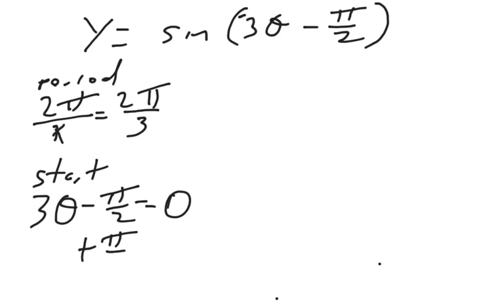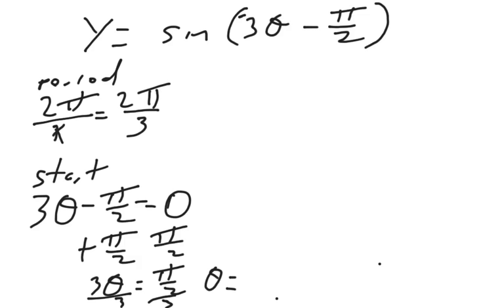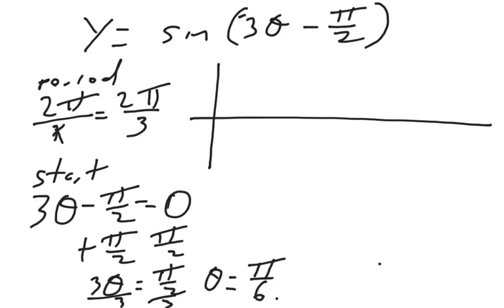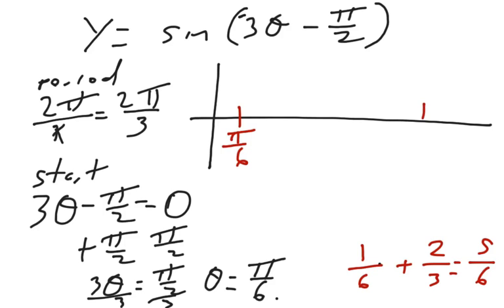So when I add pi over 2, I get 3 theta equals pi over 2. Then when I divide by 3, theta equals, well, 1/2 divided by 3 is 1/6, so I have pi over 6. So pi over 6 is where I'm going to start. Where am I going to stop? Well, if I start at 1/6 and I add 2/3, that's 5/6. So I'm going to end at 5 pi over 6.